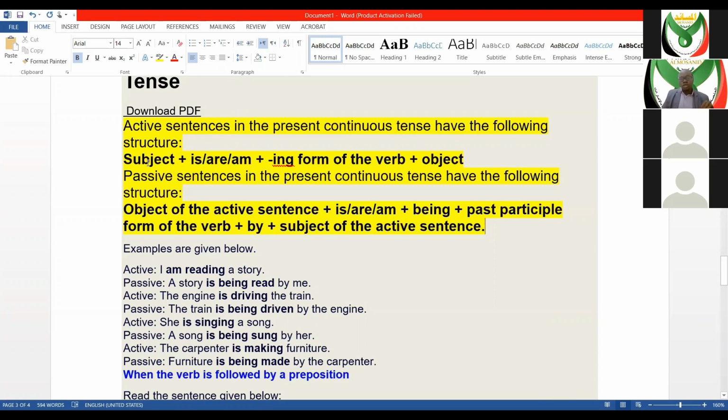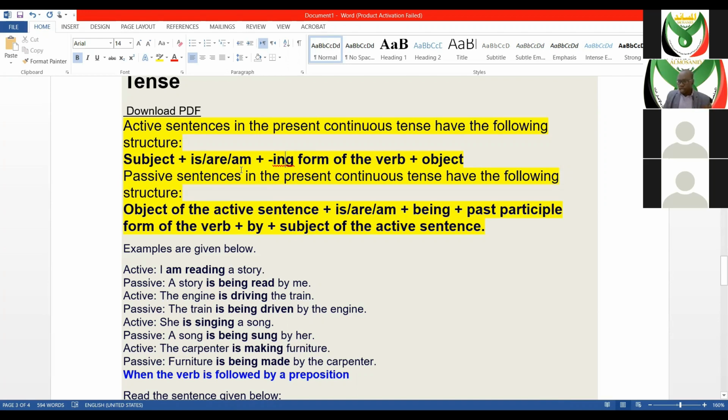Have the following structure: subject, فاعل, plus is, are, am, plus the ing form of the verb, plus object. This is the structure of the present continuous tense. الفيرب ياخذ شنو؟ ing plus object. object يعني شنو؟ مفعول به. object هنا معناها مفعول به. اوكي؟ subject فاعل، is, am, are is verb to be.